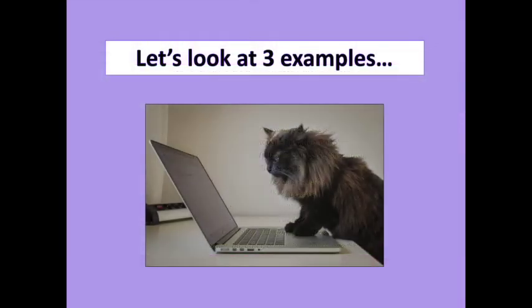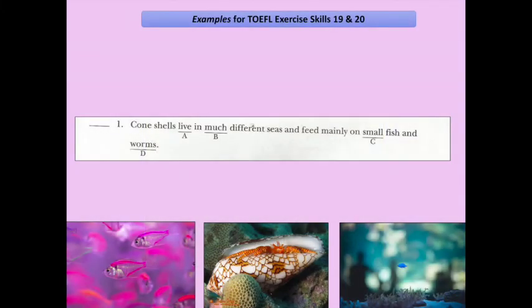Now, let's look at 3 examples of written expression questions that have problems with the nouns. Number 1. Cone shells live in much different seas and feed mainly on small fish and worms. There's a subject, cone shells, and a verb, live.